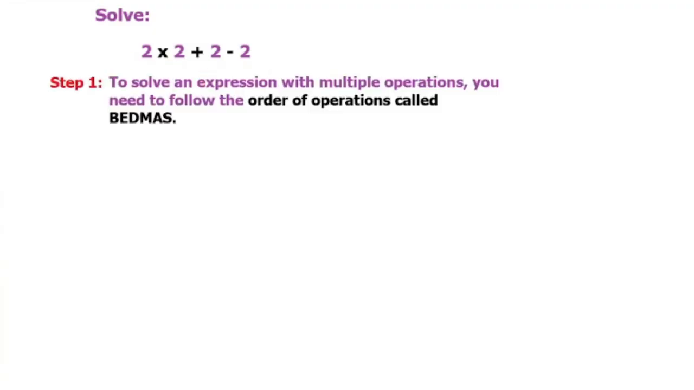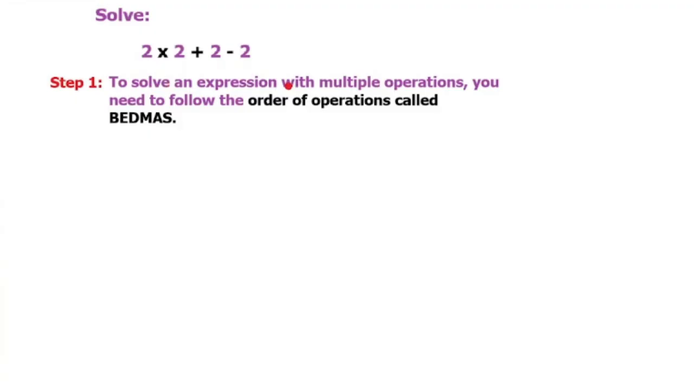In this video, we're going to learn about order of operations. So if we have a problem like this that says solve 2 times 2 plus 2 minus 2, we have several operations in there. There's multiplication, addition, and subtraction. So the first step is to solve an expression with multiple operations.